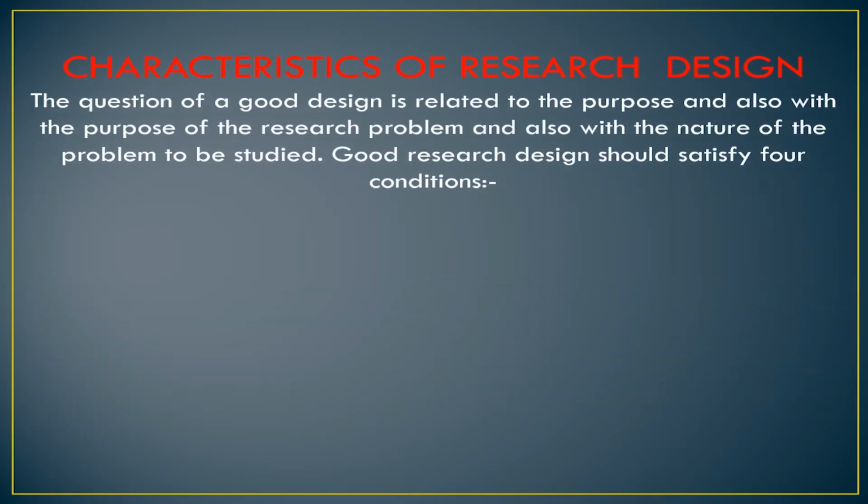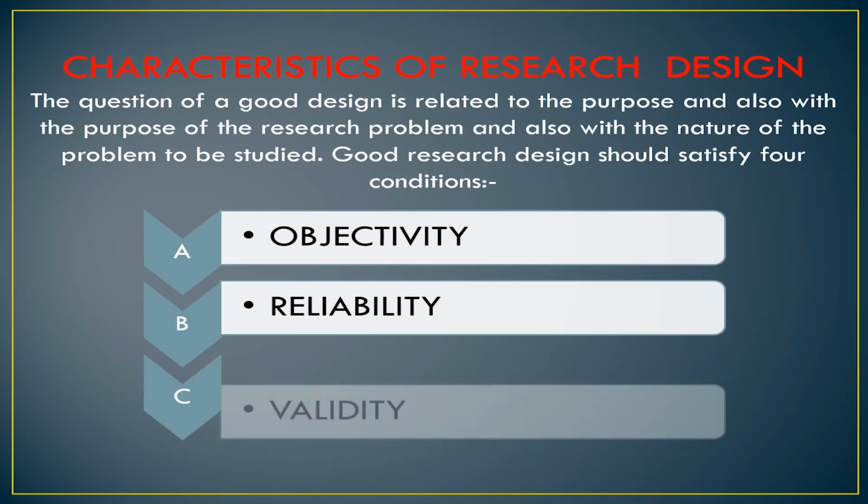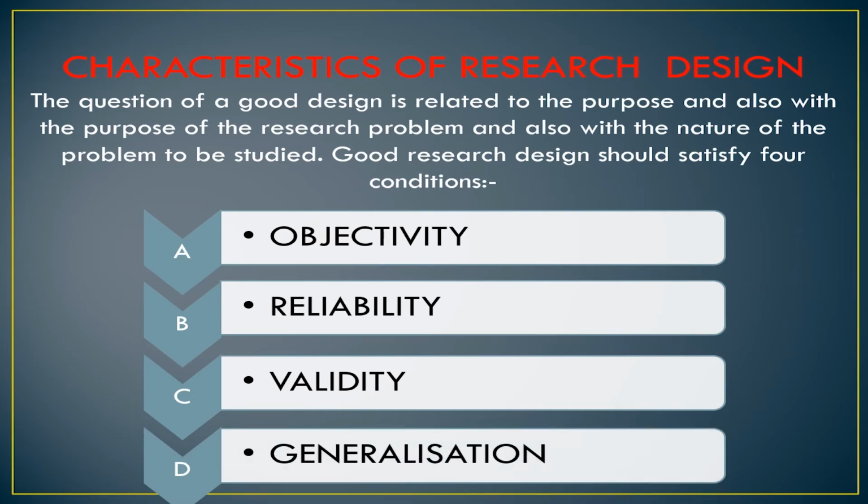Let's now discuss the characteristics of a research design. Generally, a good research design minimizes bias and maximizes the reliability of data collected and analyzed. Thus, the question of a good design is related to the purpose or objective of the research problem and also with the nature of the problem to be studied. A good research design should satisfy four main conditions, that is, objectivity, reliability, validity, and generalization.